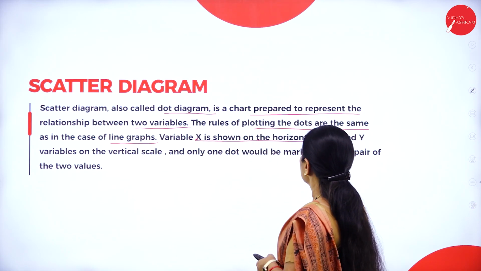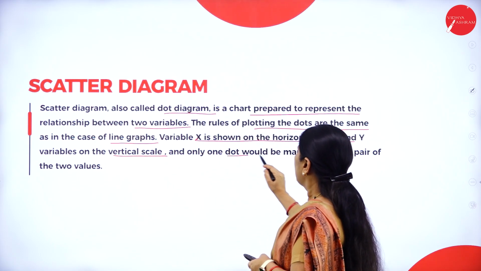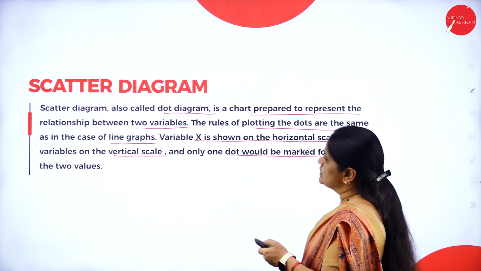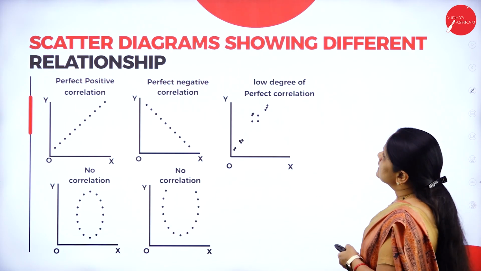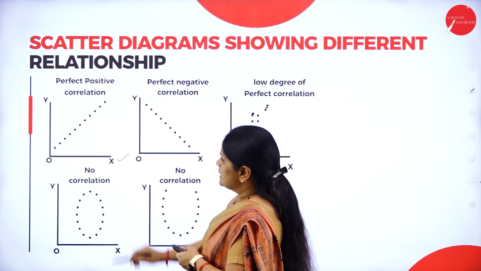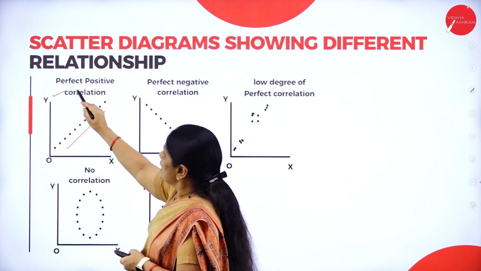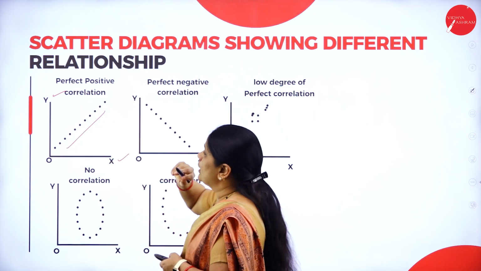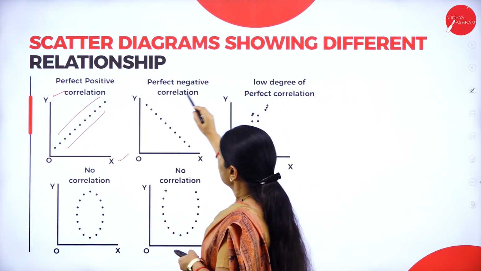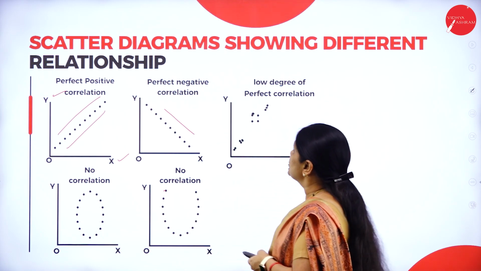The variable x is shown on the horizontal scale and y on the vertical scale, and only one dot is marked for each pair of values. So, this is the scatter diagram where we can see the x values here and the y values here. This is what we call perfect positive correlation, where both are in the same direction. Then perfect negative, where the direction is negative.